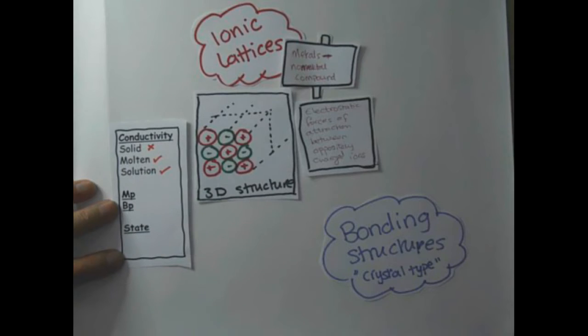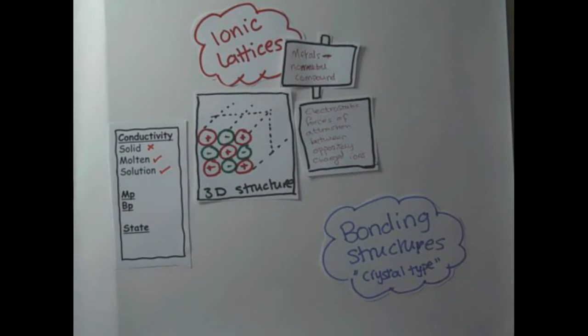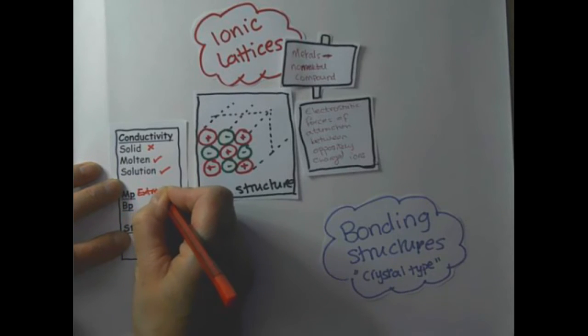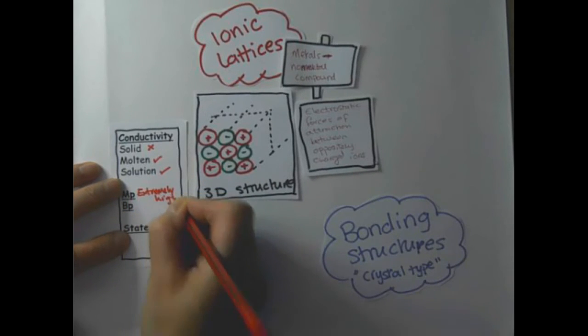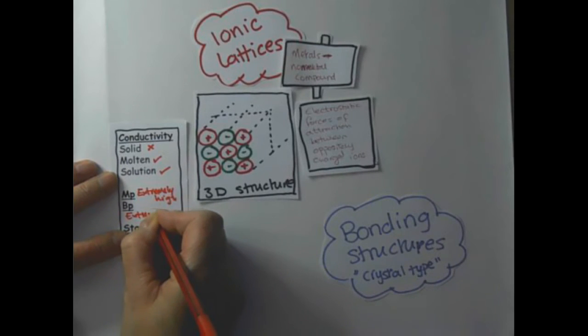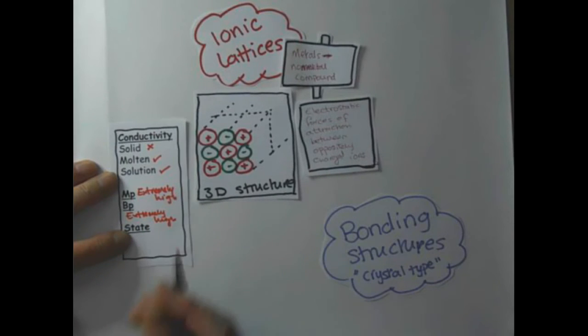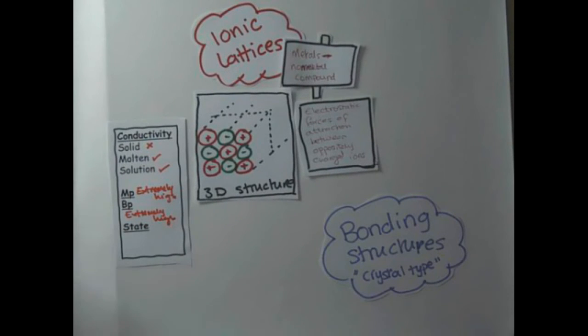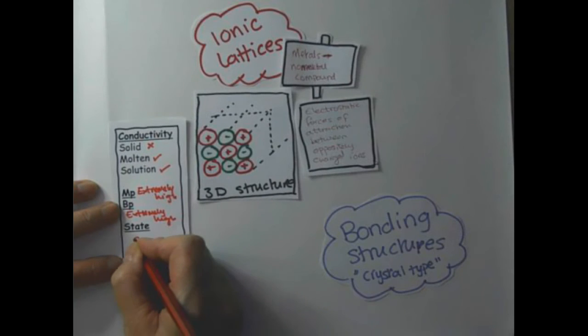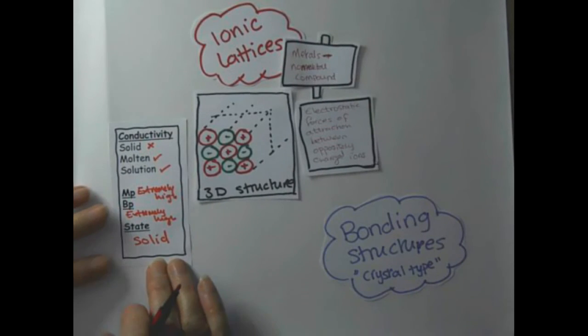In terms of their melting and boiling point, they are high. They are very high, extremely high. In fact, some of these melting points and boiling points can be higher than metallic lattices. Okay, so the size of the melting point and boiling point gives you an indication of the strength of the bond. So what state would these be in? These are usually in the solid state.